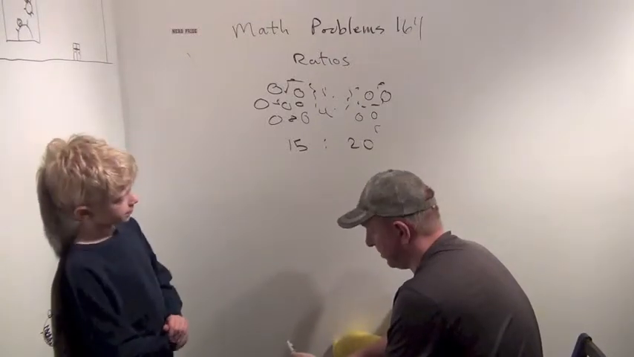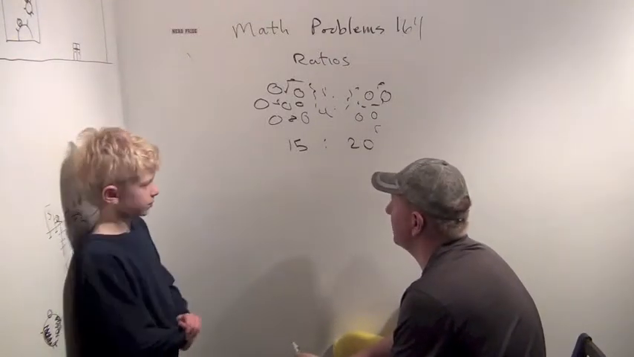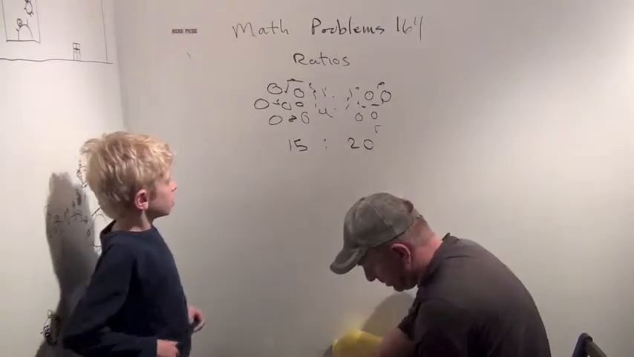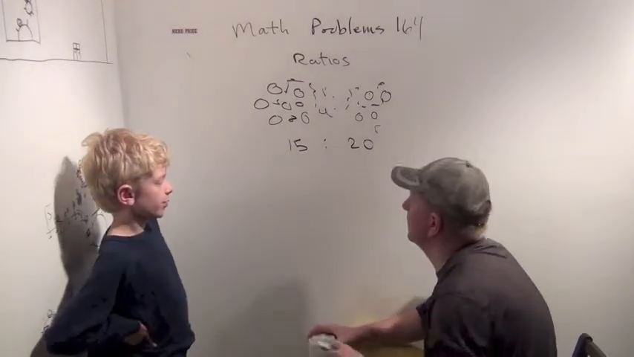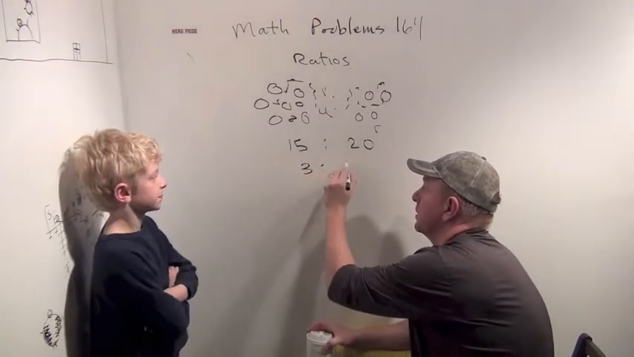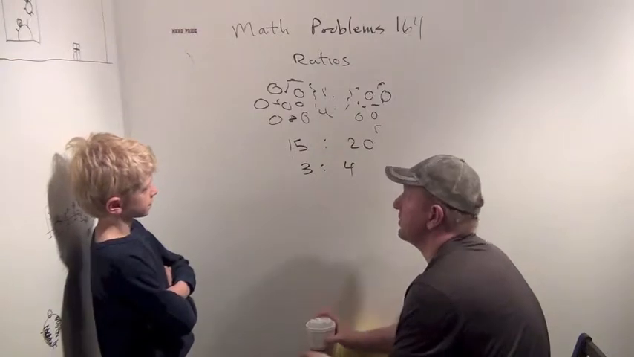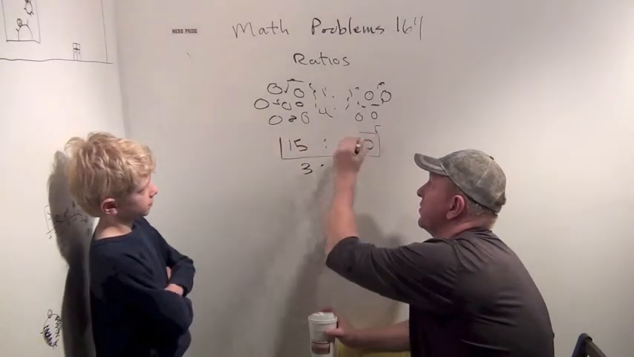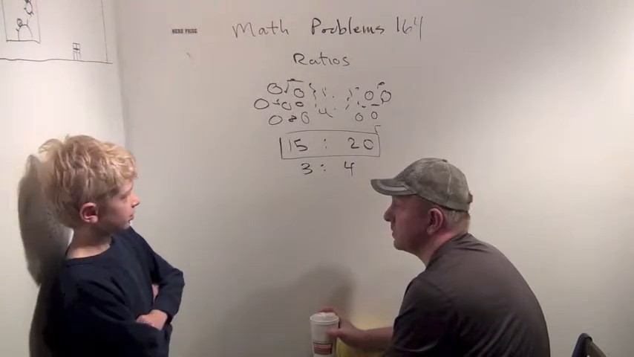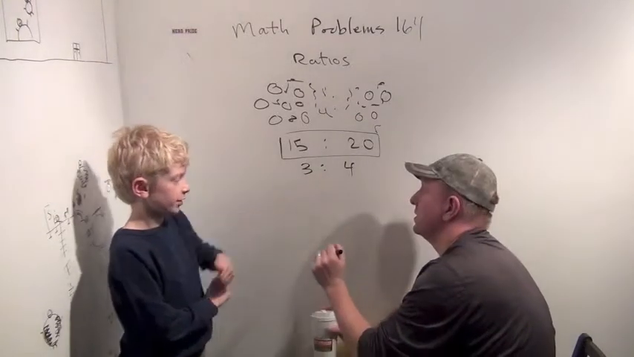We can simplify that, just like we could simplify a fraction. And so what does that mean when we simplify this? What would it simplify to? It simplifies to 3 to 4. Okay. So this would mean if you had 35 total people in your karate class.